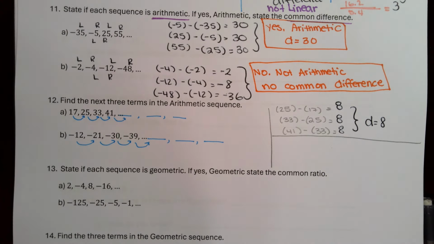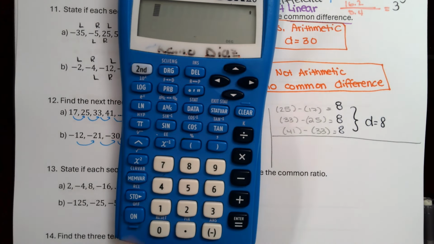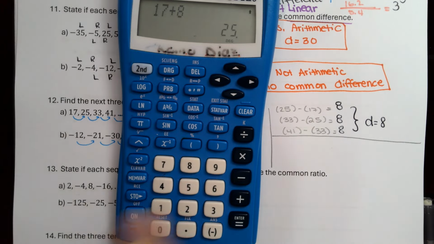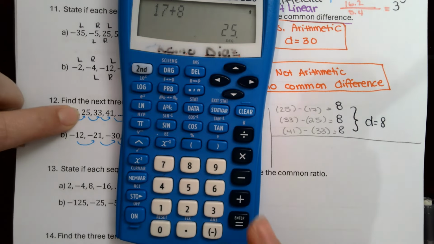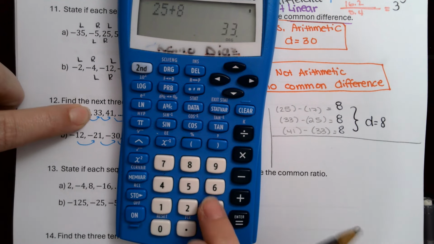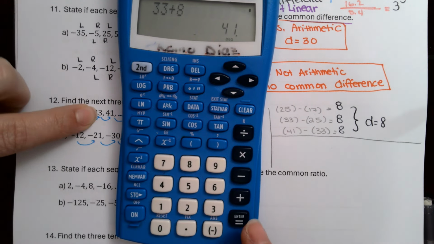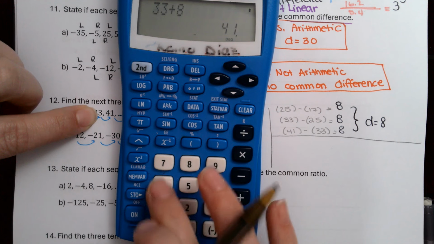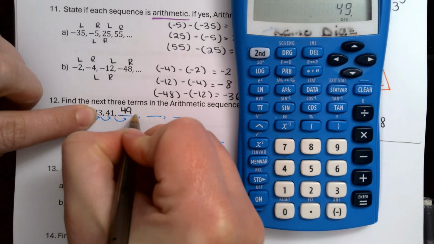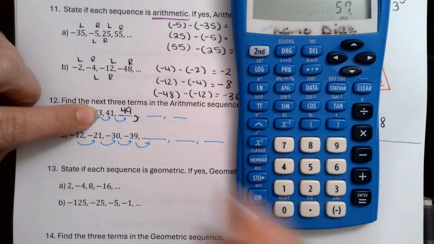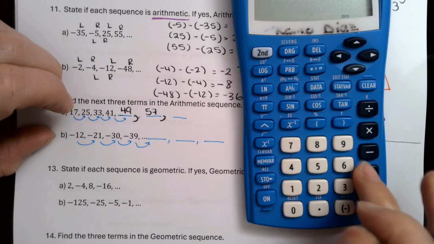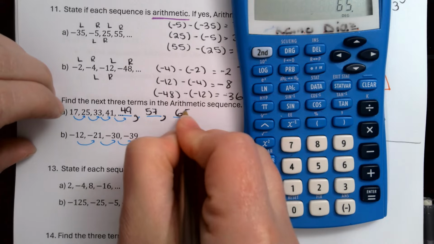So to find the next three terms, we're just going to follow that pattern. 17 plus 8, common difference, is 25. If I take 25 plus 8, I get 33. 33 plus 8, I get 41. So to continue that pattern, 41 plus 8, we get 49 as my next term. 49 plus 8, 57 as my next term. And 57 plus 8, I get 65.